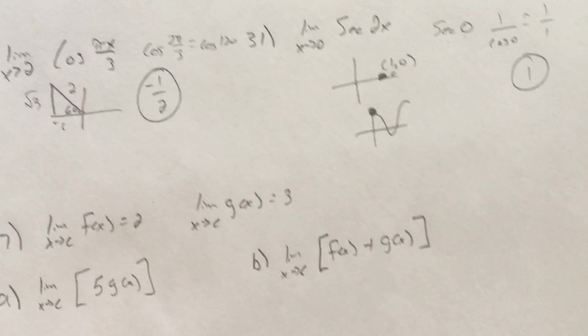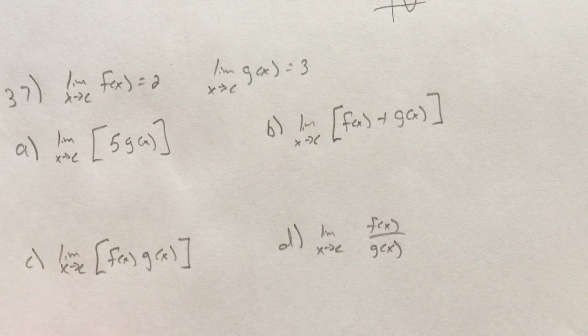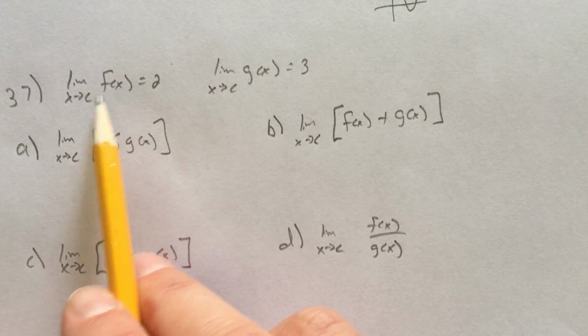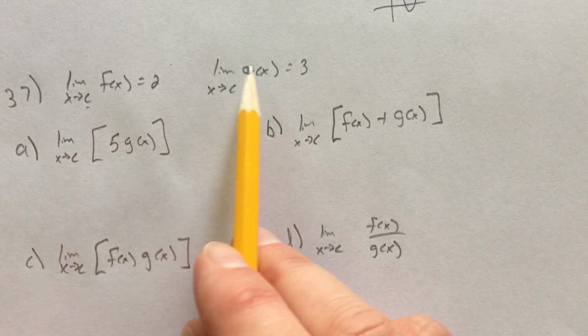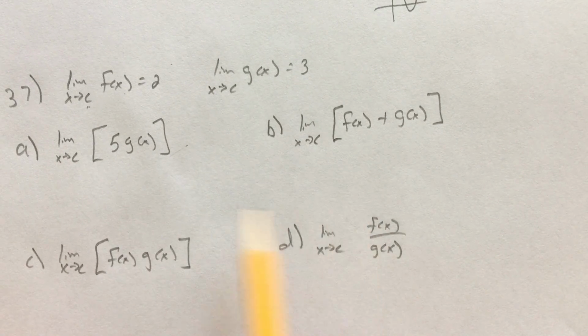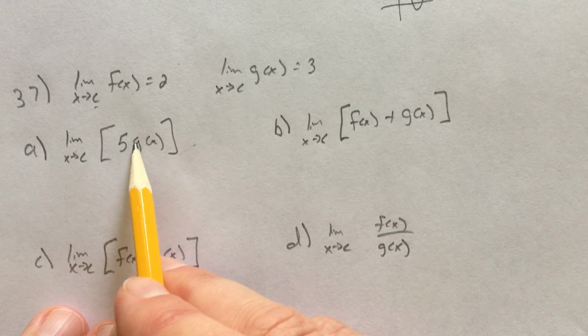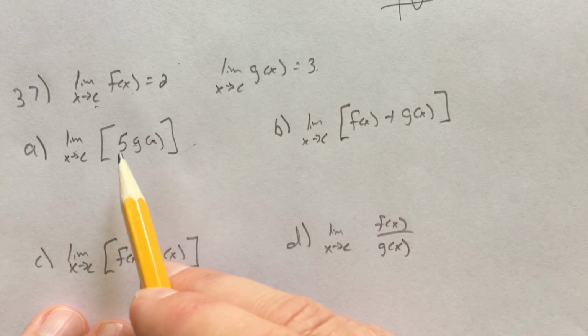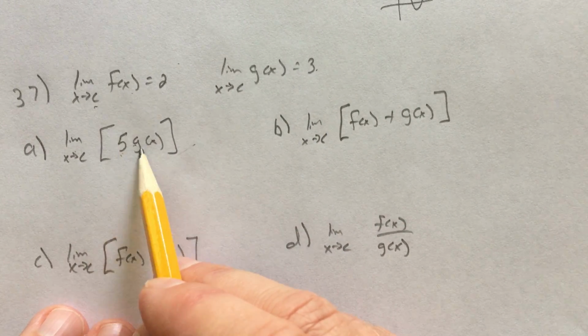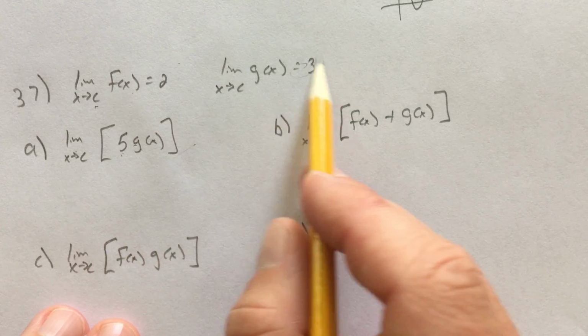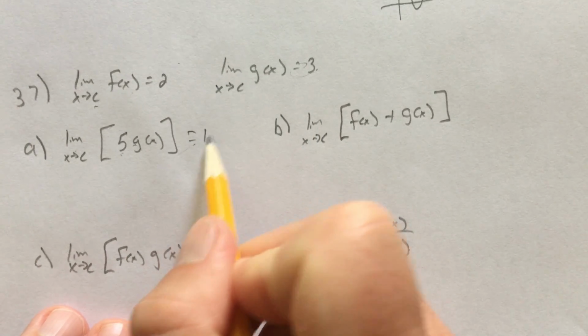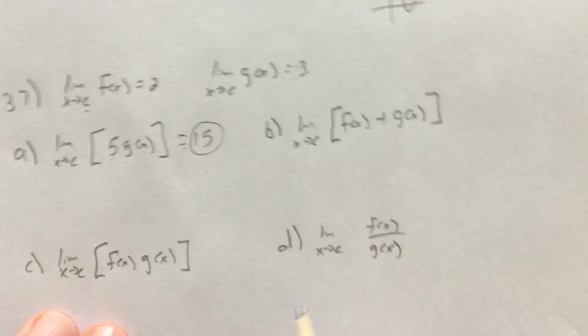Then the last one doesn't give us a function. They just tell us what the limit as you approach some value c is, and then want to know if you can kind of walk through. And it's exactly what you would expect. If the limit of g is 3, then if you multiply the function g by 5, then you're going to multiply the limit by 5. So this should give us 15.